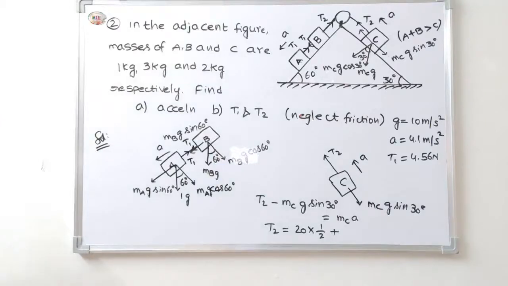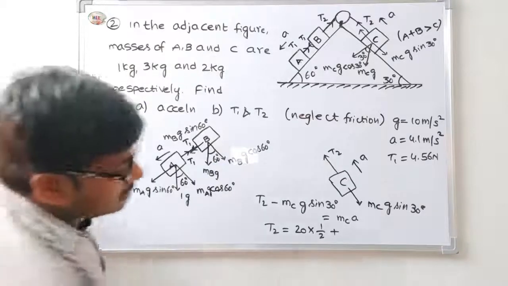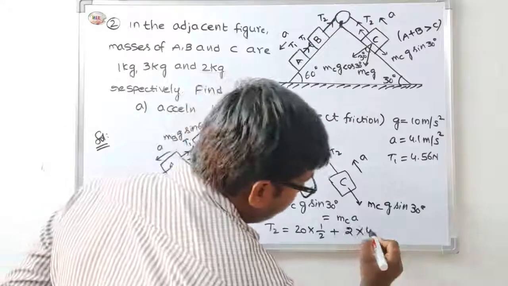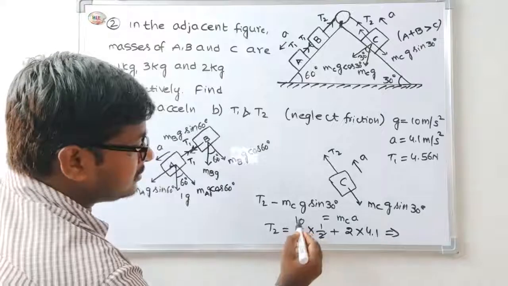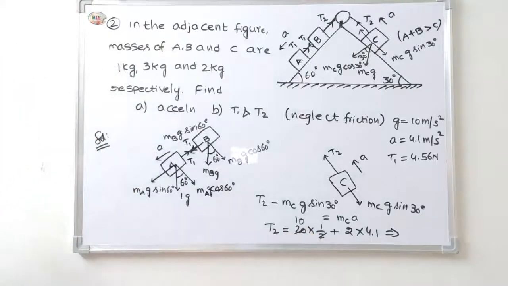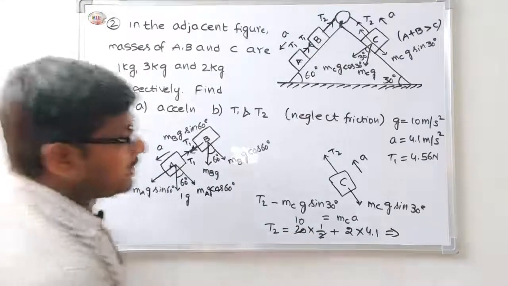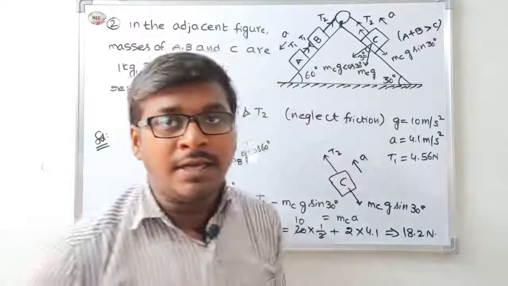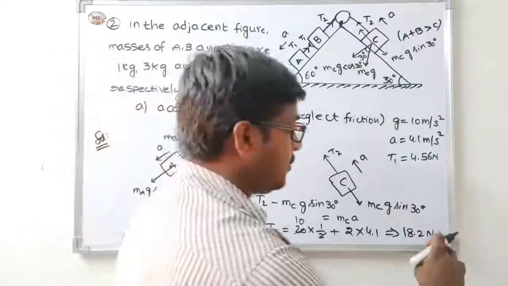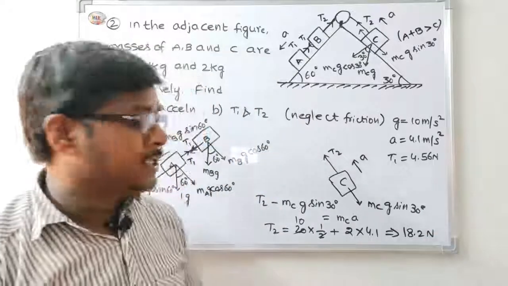So 2 into acceleration 4.1, that is equal to simplification 2 ones, 2 tens, that is 20 times 1 by 2 is 10, plus 8.2, that is equal to 18.2 Newton. 18.2 Newton. This is the T2 value.